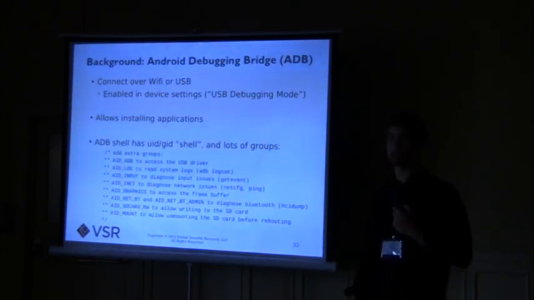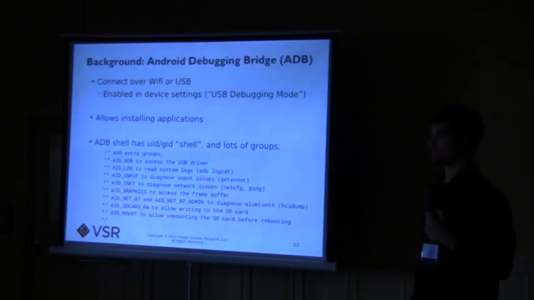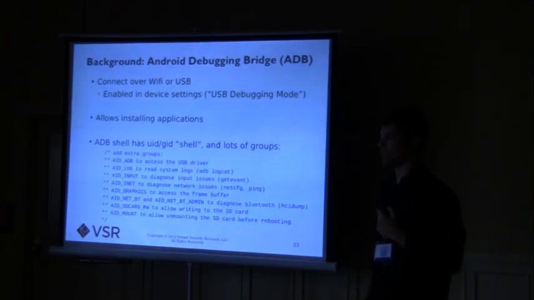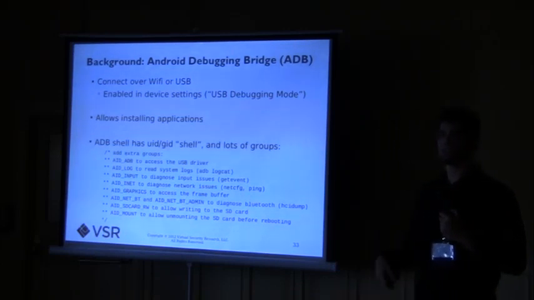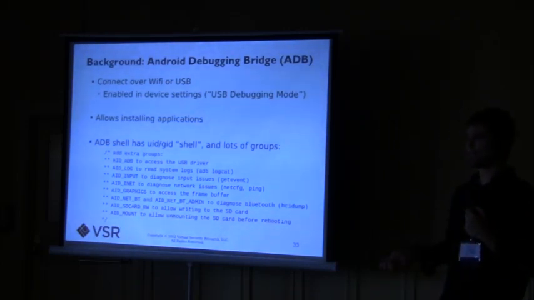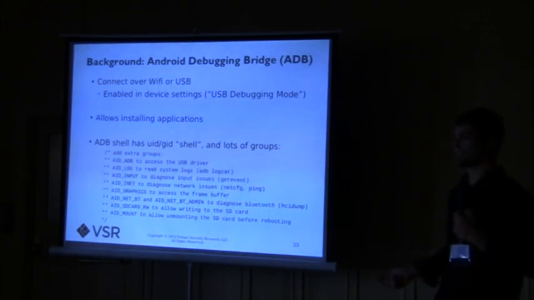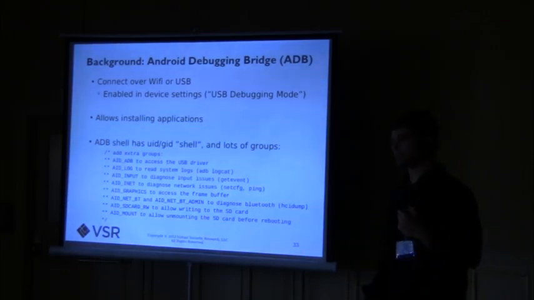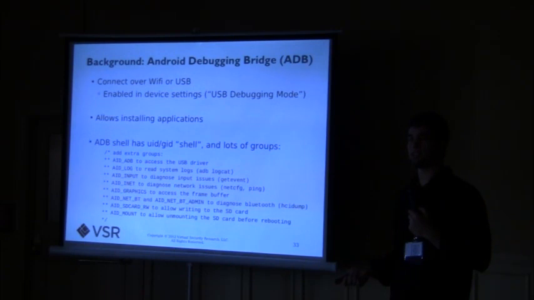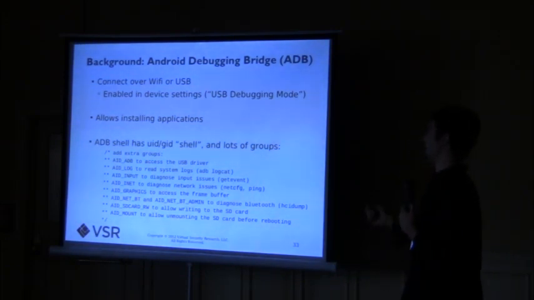So, going into a little bit of background that's necessary to understand some of these vulnerabilities we'll be talking about in a minute. ADB is the Android Debugging Bridge. You connect over Wi-Fi or USB, and you can turn on support for this by flipping a switch in your Android settings, USB debugging mode. And this protocol allows you to install and uninstall applications, and more importantly for our purposes, it gives you a shell on the phone. And this shell has user ID, group ID shell, and a whole lot of supplementary groups, like the log group, internet, graphics, Bluetooth, and mount.